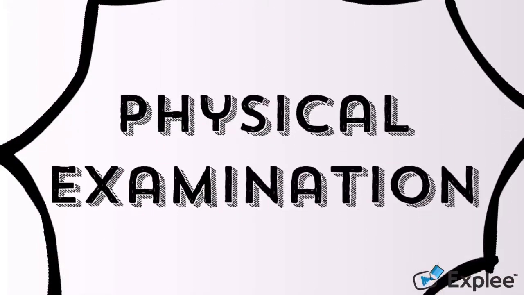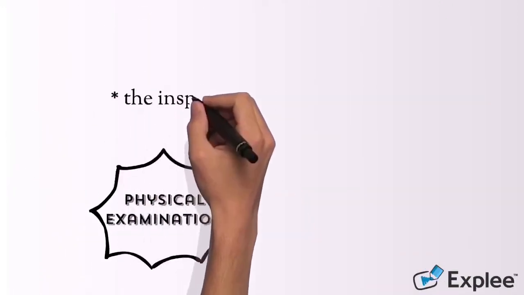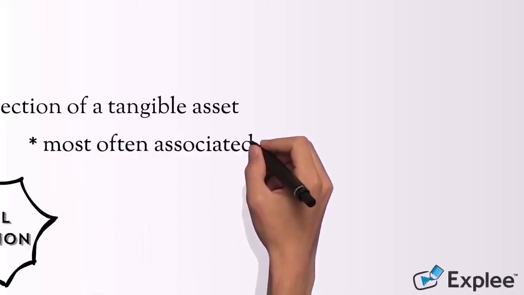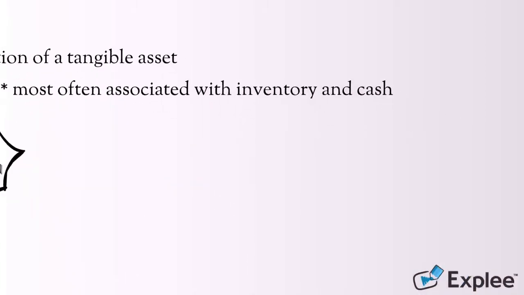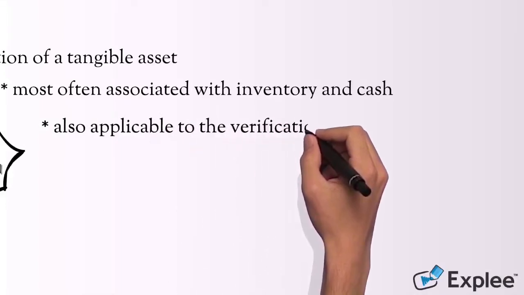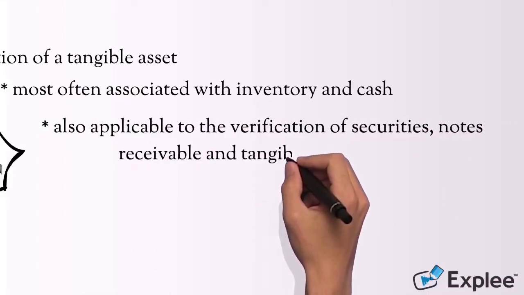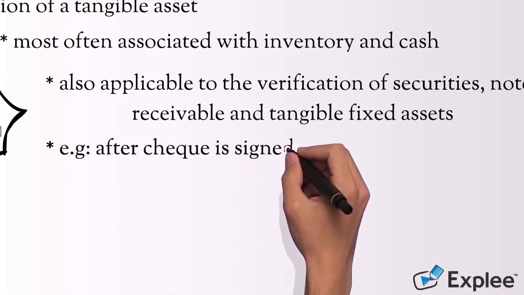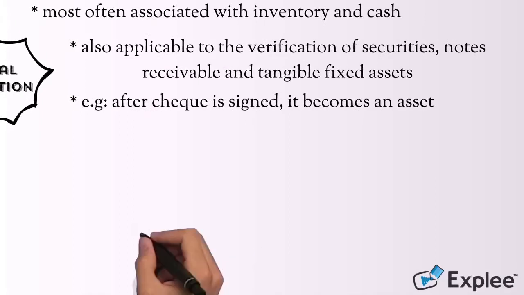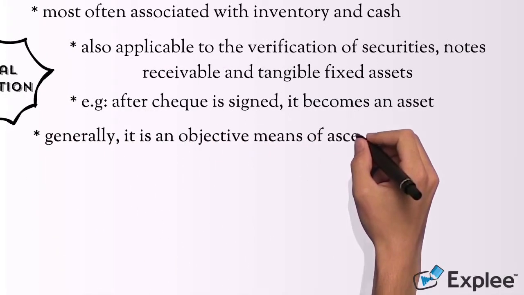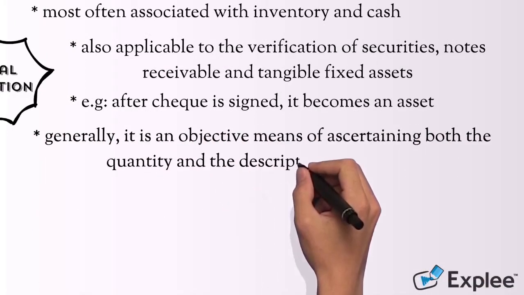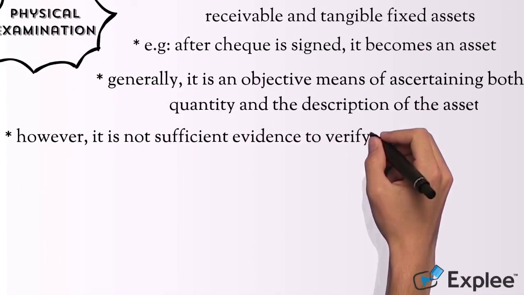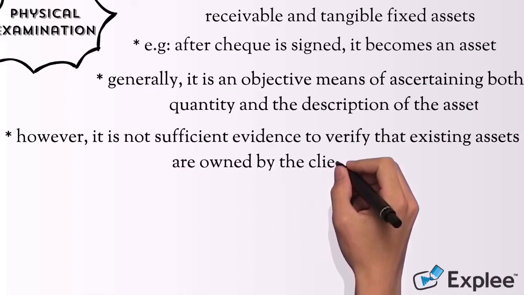Physical examination. The inspection of a tangible asset. Most often associated with inventory and cash. Also applicable to the verification of securities, notes receivable and tangible fixed assets. For example, after check is signed, it becomes an asset. Generally, it is an objective means of ascertaining both the quantity and the description of the asset. However, it is not sufficient evidence to verify that existing assets are owned by the client.